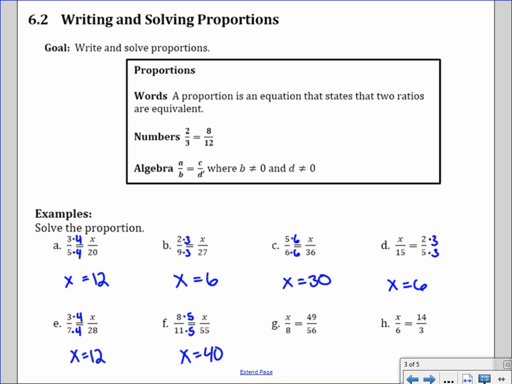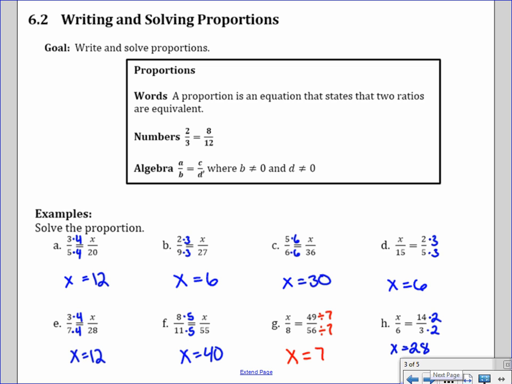G, we're going to go backwards on G and do division because I have to divide 56 by 7 to get to 8. So 49 divided by 7 gets me x. X is equal to 7. And finally, 3 times 2 is equal to 6. So 14 times 2 is equal to x. X is equal to 28.